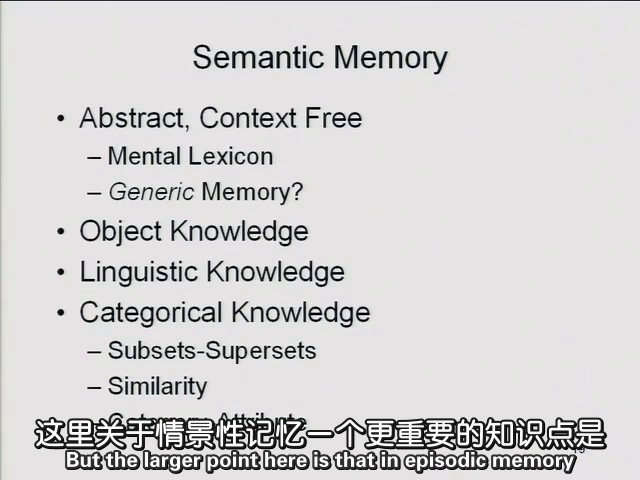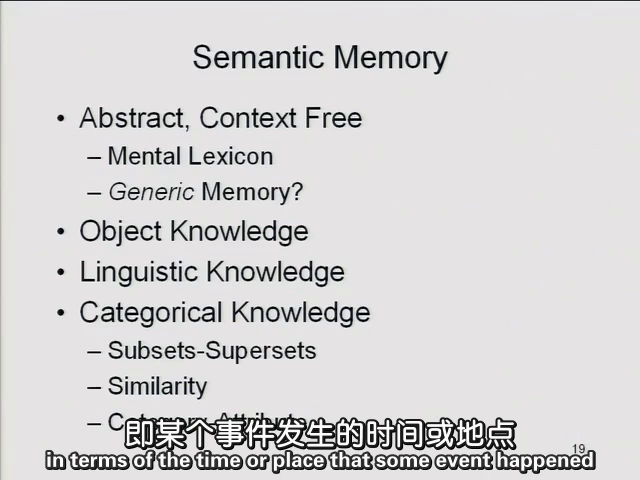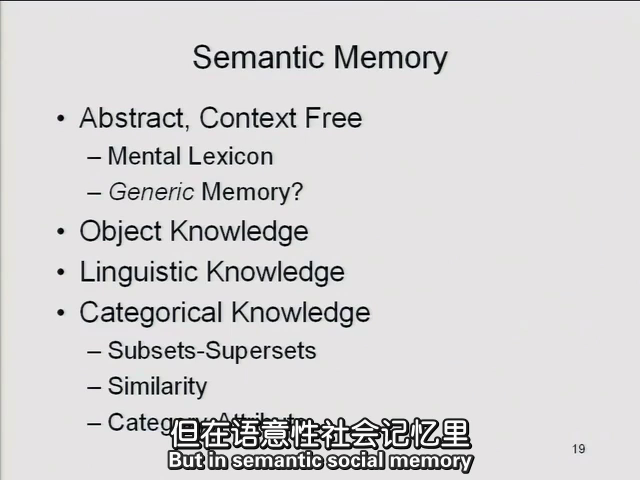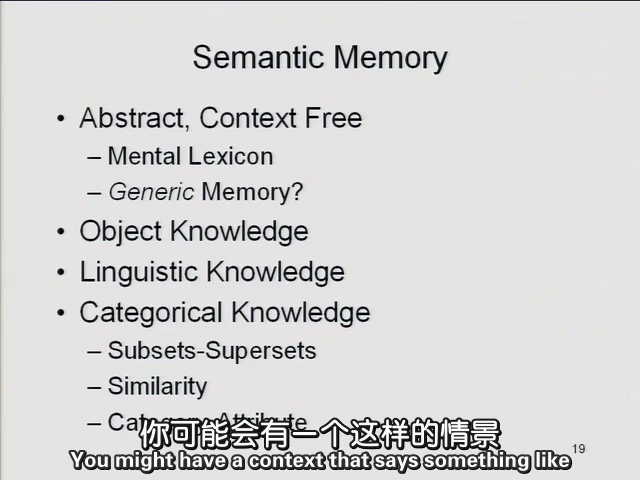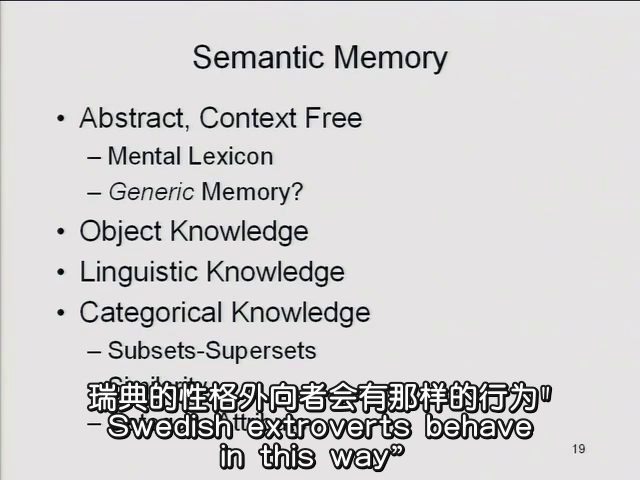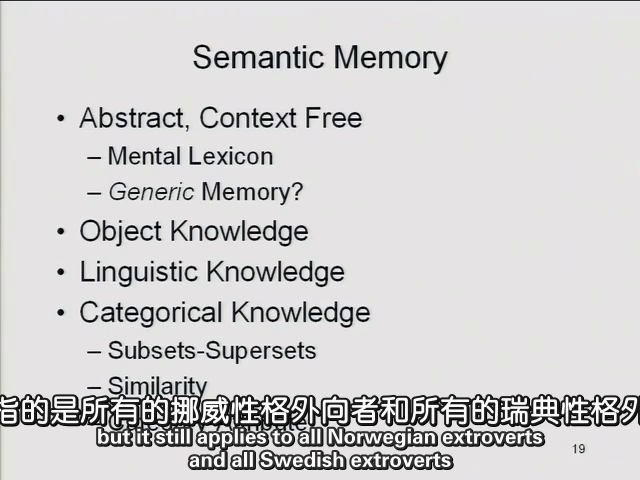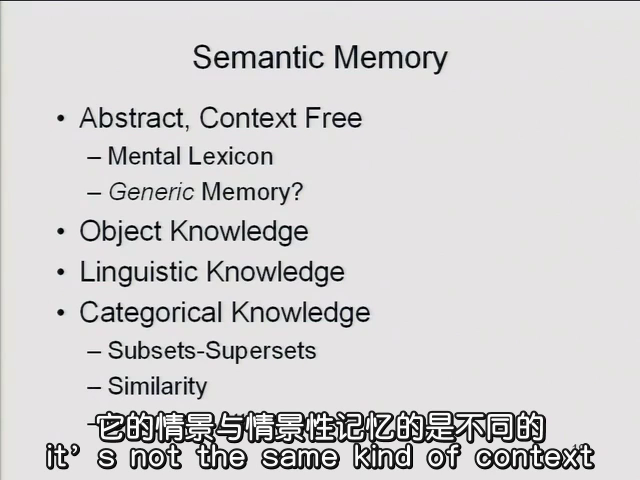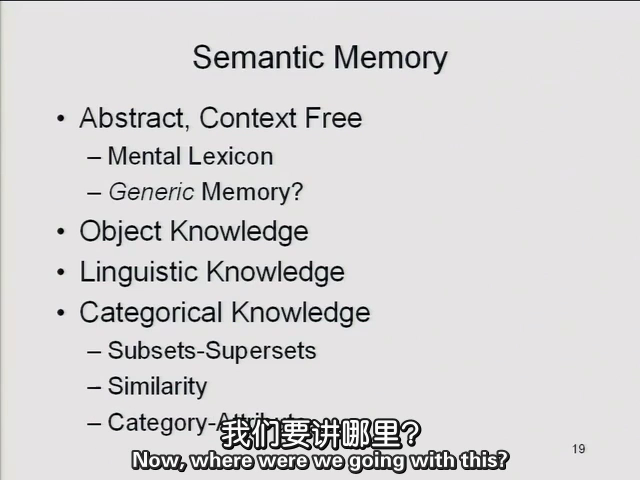But the larger point here is that in episodic memory, there's always a specification of context in terms of the time or place that some event happened. But in semantic social memory, if there is a context, it's much broader than that. You might have a context that says something like, well, Norwegian extroverts behave in this way, Swedish extroverts behave in this way. There's context there, but it still applies to all Norwegian extroverts and all Swedish extroverts. It's not the same kind of context. Okay, good point.